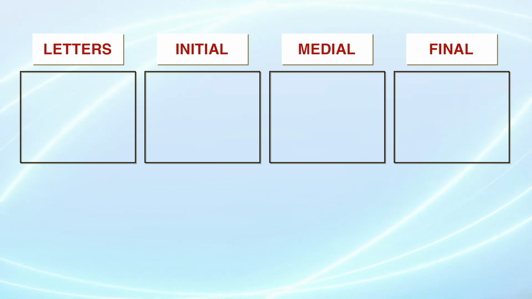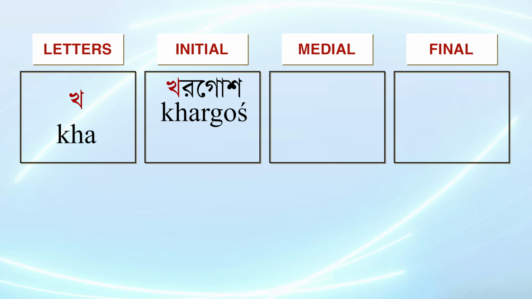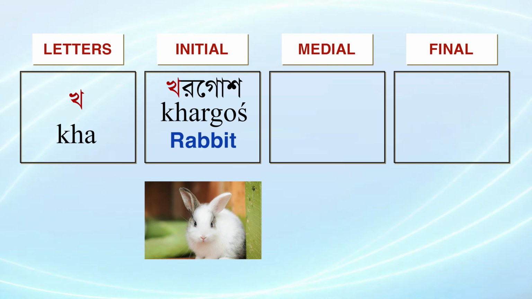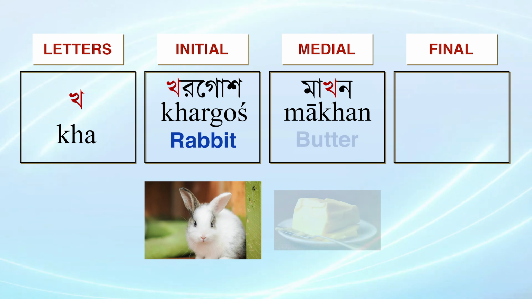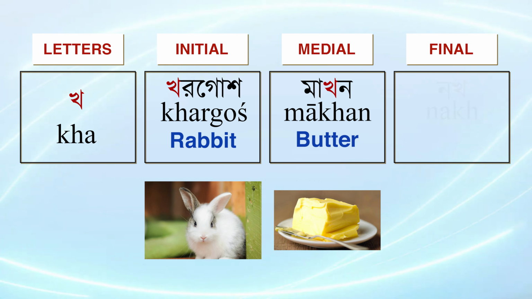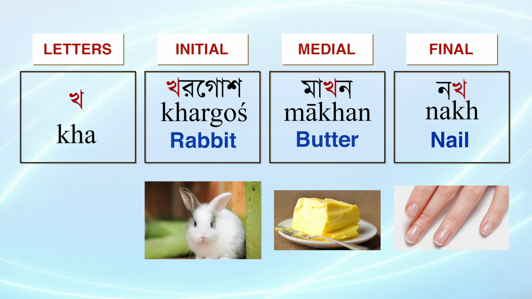And finally, we have kha. In initial position, kha occurs in khargosh, which means rabbit. In medial position, it can occur in makhon, which means butter. Word finally in nok means nail.